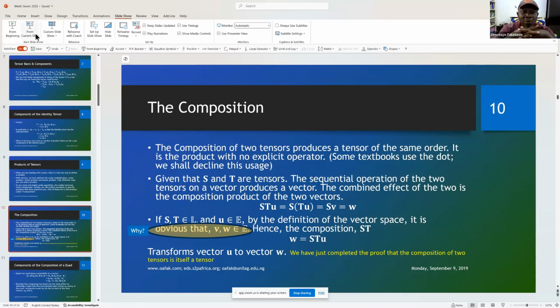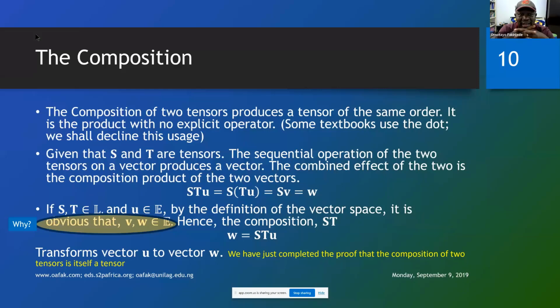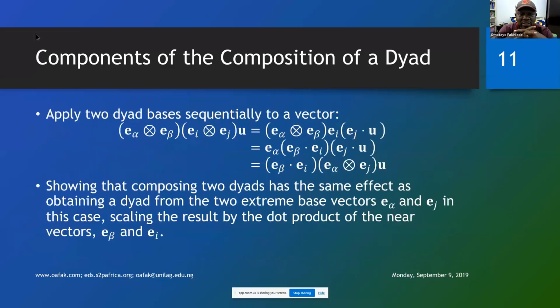Now, can we also get the components of the composition of a dyad? So suppose you have the dyad E alpha, E beta, and the dyad EI, EJ. If you do the composition of the two operating on U, what do you get? Because we must start on the right, operating, so you have EJ.U here with EI, and then you now have E beta, EI here, E alpha.